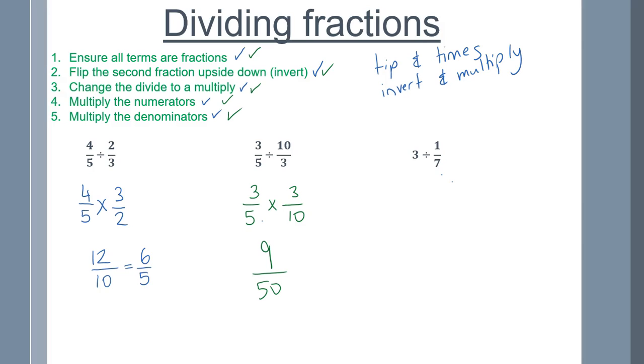Okay, once again, the only real trick is when you've got a whole number. But if you follow these steps every time, it makes it a lot easier. So step number 1, we're going to make sure they're all fractions, and we're going to do that by changing that into 3 over 1. Second step, we're going to flip the second one. So 3 over 1, 7 over 1. Done. Change the divide to a multiply. Done. Multiply the numerators, which is 21. Multiply the denominators, which is 1. That worked out quite nicely. 21 divided by 1 is just 21.